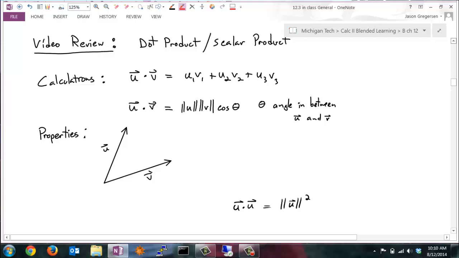There are two ways we can calculate it. We have two different definitions. We have the algebraic definition, which is just taking the product of each of the components and adding them: the product of the first components plus the product of the second components plus the product of the third components, and so on. That's the algebraic definition. The geometric definition is the product of the magnitudes of the two vectors times the cosine of the angle in between. Those are all in the videos, and we just need to know how to calculate that stuff.